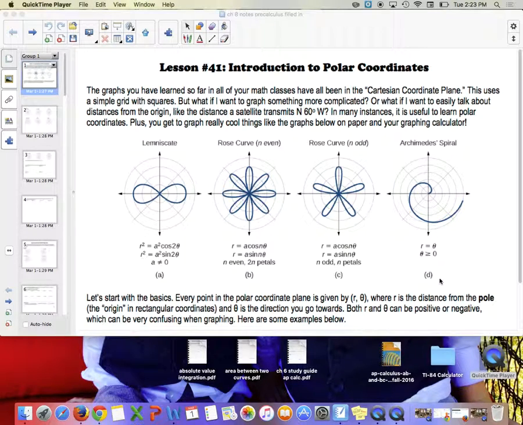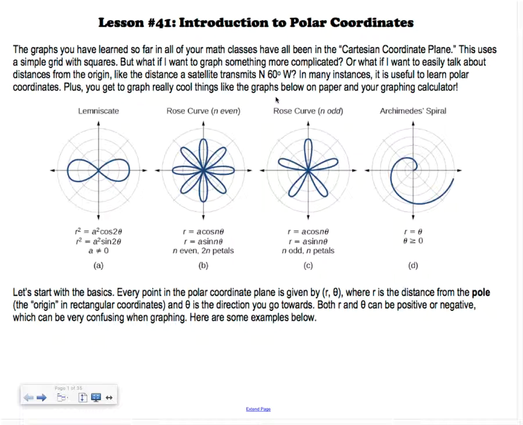All right, so lesson 41 is Introduction to Polar Coordinates. It says the graphs you've learned so far in all of your math classes have been in the Cartesian coordinate plane. Fun fact, do you guys know who the Cartesian coordinate plane is named after?